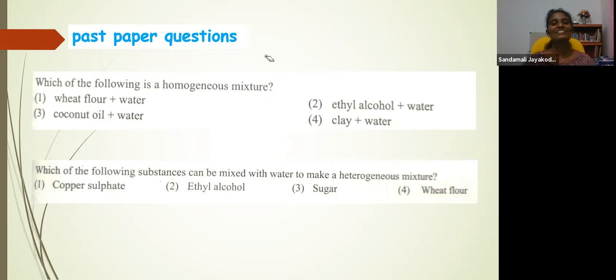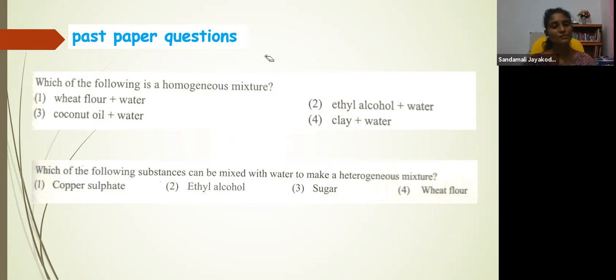Because we also know that we are using hand sanitizers these days. It contains alcohol, so it is not a heterogeneous mixture. We have a clear solution of alcohol as a hand sanitizer. So ethyl alcohol plus water is a homogeneous mixture. Then let's go to the second question.